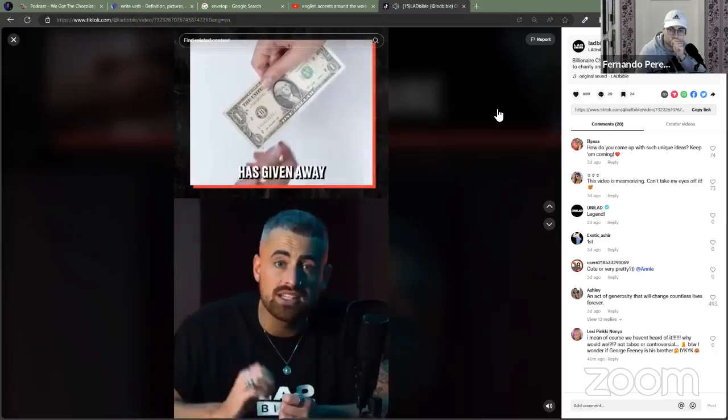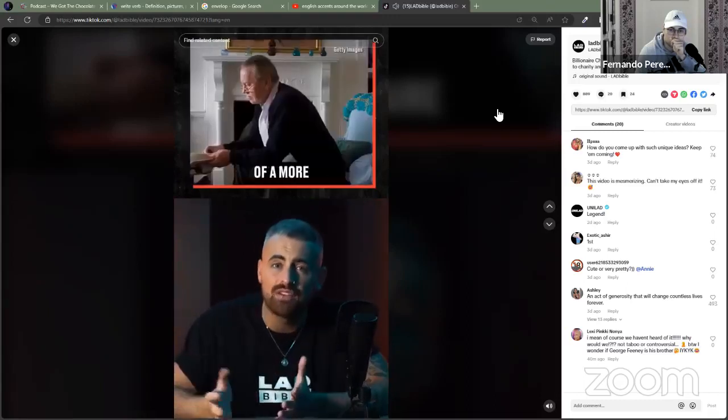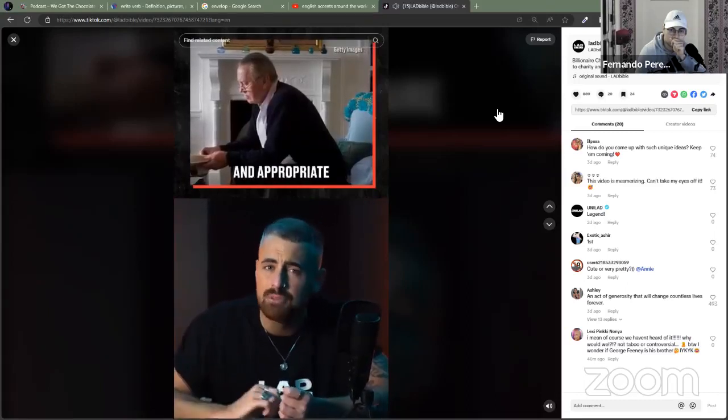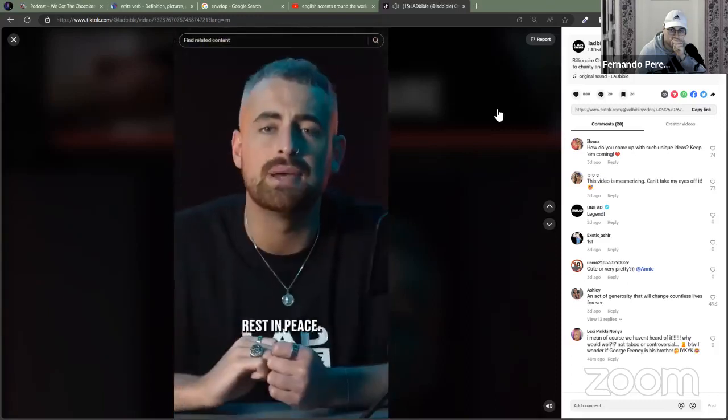According to Forbes, no one has given away such riches while still alive. As Chuck himself said, I cannot think of a more personally rewarding and appropriate use of wealth than to give while one is living. Chuck Feeney, rest in peace.